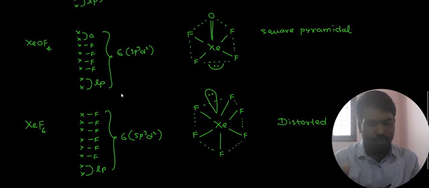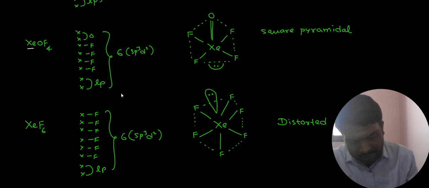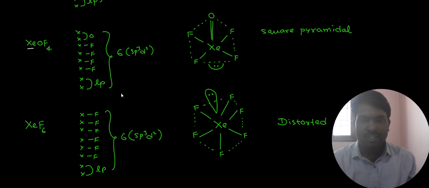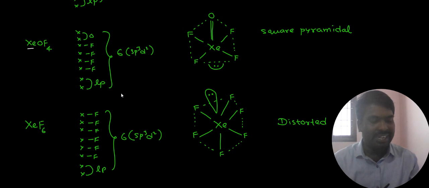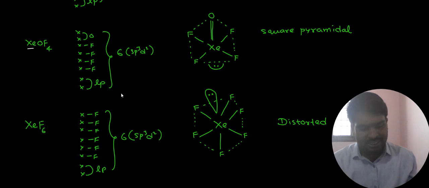Now moving to XeOF4. Similarly, xenon 8 electrons, oxygen divalent 2 electrons required, 4 fluorines 4 single electrons, remaining 1 lone pair. So just count 5 atoms plus 1 lone pair, 6. 6 means sp3d2. So it is a square pyramidal shape.